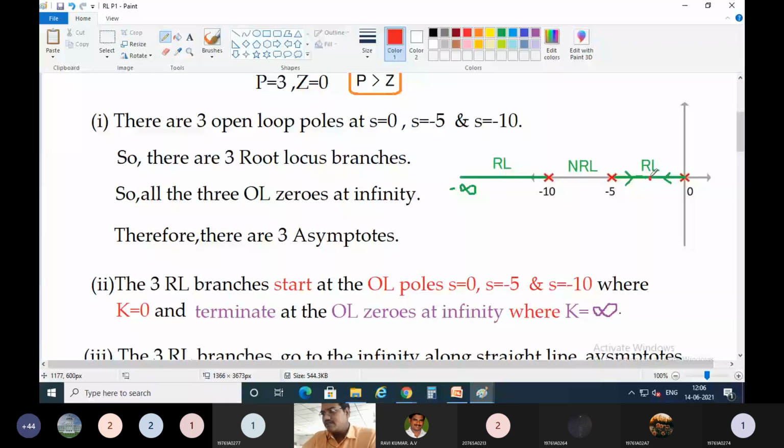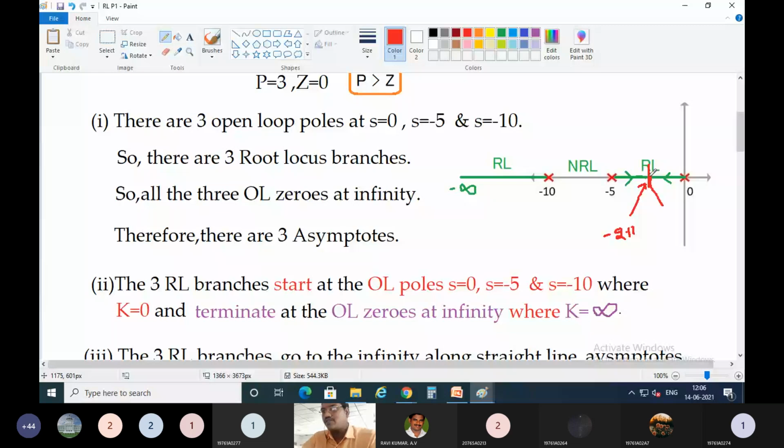From minus 5, the journey starts and it is moving towards the right side until one point, that is minus 2.11. This is the breakaway point. At this point these two branches break away, and this root locus branch moves like this. That is given by the angle of asymptote.